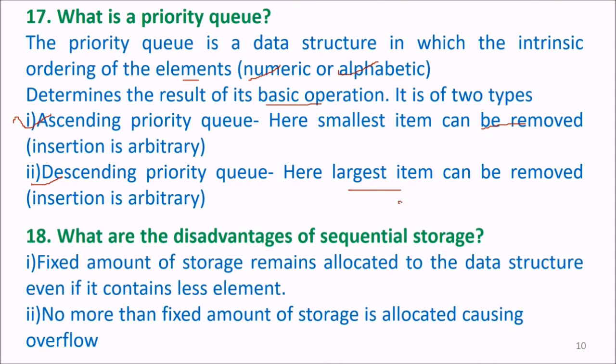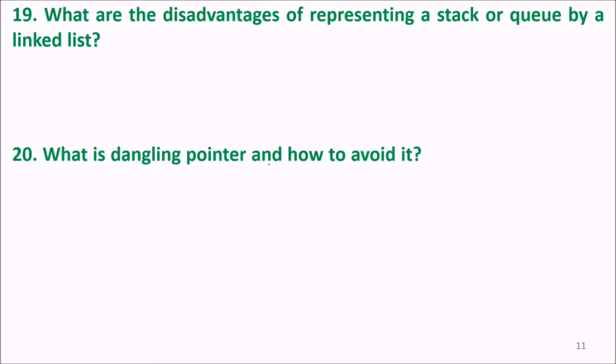If you have sequential storage, a fixed amount of storage remains allocated to the data structure even if it contains fewer elements, and no more than that fixed amount of storage is allocated, causing overflow.